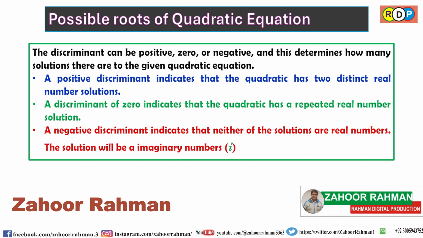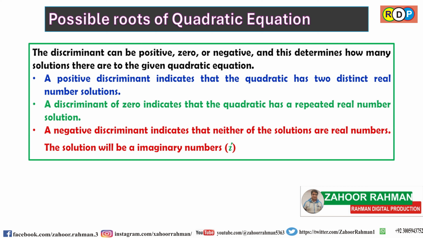If the discriminant is evaluated to be 0, then we will have a real number solution with the same two roots. They will be repeated. If one root is 5, the other will also be 5. If one root is 1, the second will also be 1. But the third possible scenario is a negative discriminant value.